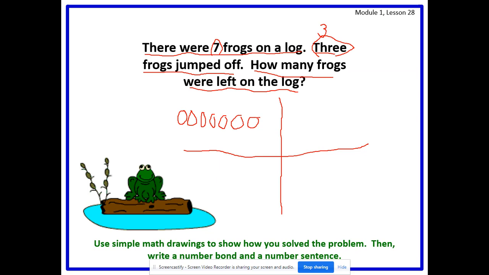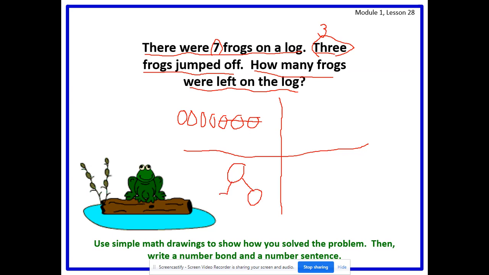So when they jumped off, I'm going to cross off 3 with a line because 3 of them jumped off. So let's make a line across 3, just like that. Now, we're going to write a number bond in a number sentence to match our story. So let's go ahead and draw a number bond.